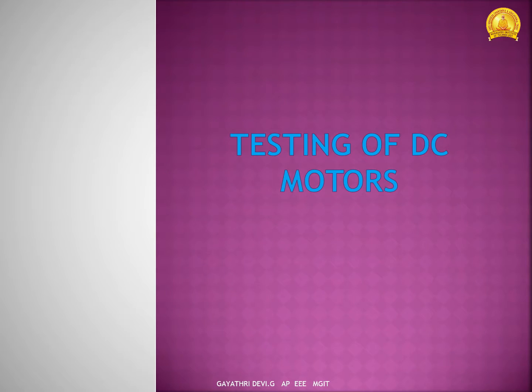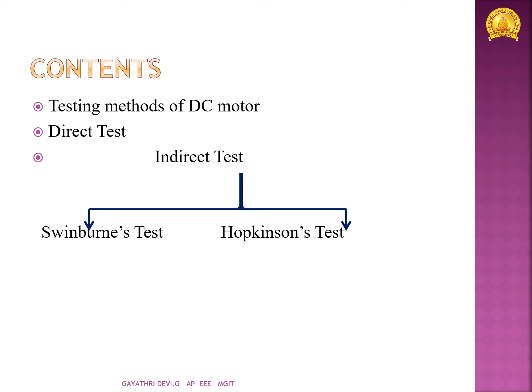Let's start. The main contents of this presentation are the various testing methods of DC motor. Broadly, they are classified into two types, direct test and indirect test. The indirect test is again subdivided into two types, Swinburne's test and Hopkinson's test.